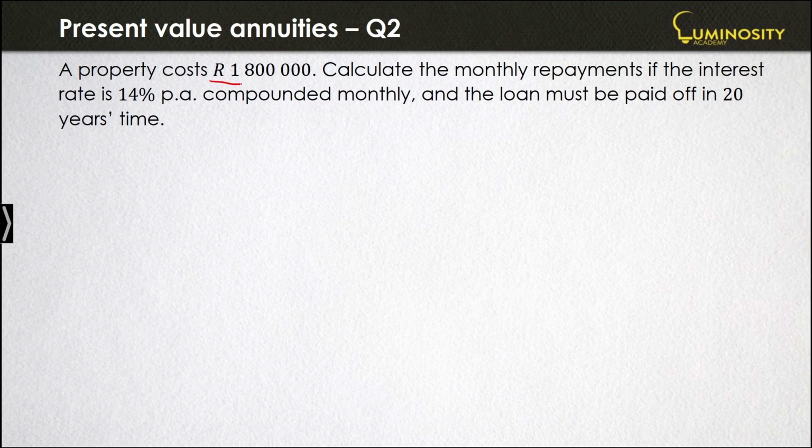A property costs 1,800,000 Rand. We want to calculate the monthly repayments if the interest rate is 14% per annum compounded monthly and the loan must be paid off in 20 years' time.